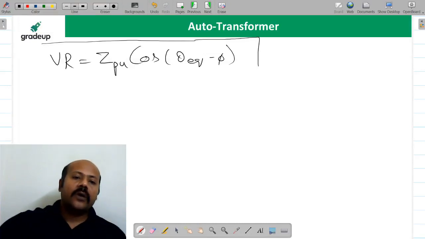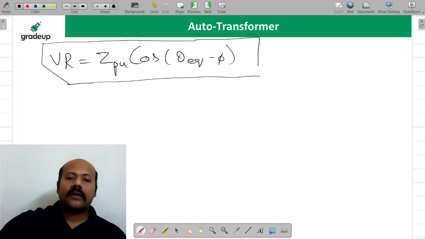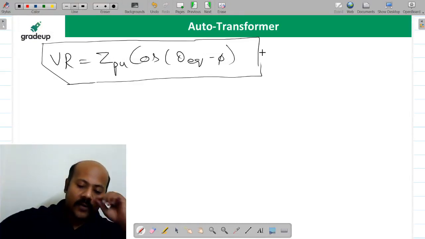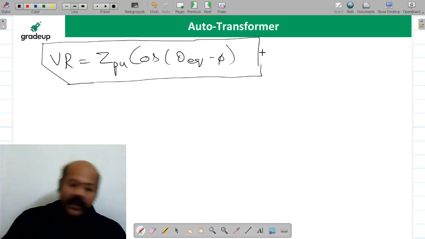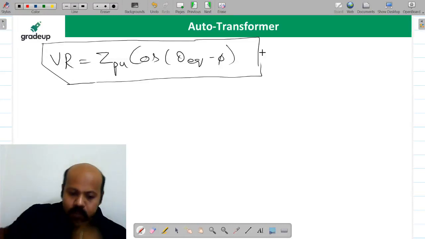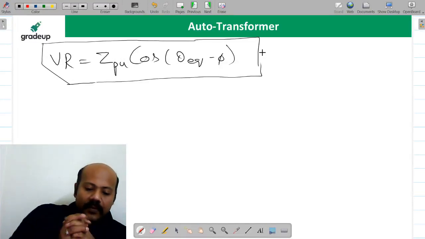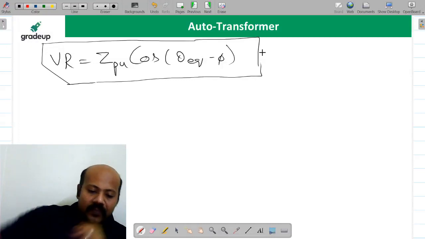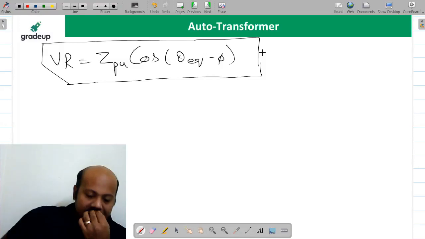I hope you all are comfortable with this formula. Please tell me yes or no. Please tell me, beta, are you comfortable with this? Gonda Kavya, beta, what is your doubt?